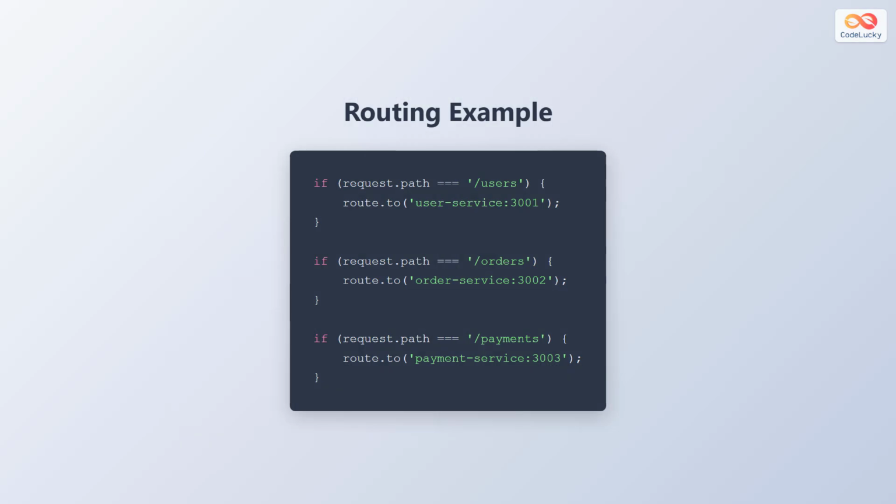Let's look at a simple routing example. When a request comes in with the path /users, it gets routed to the user service running on port 3001. Requests to /orders go to the order service on port 3002. And requests to /payments are directed to the payment service on port 3003. This simple conditional logic allows the gateway to intelligently distribute traffic based on the request path.